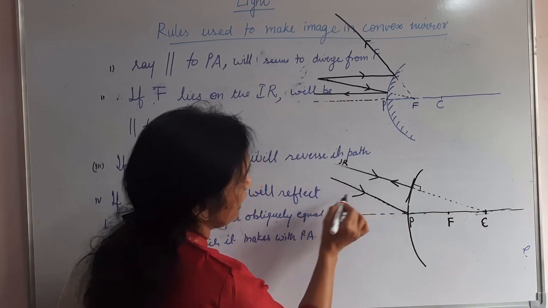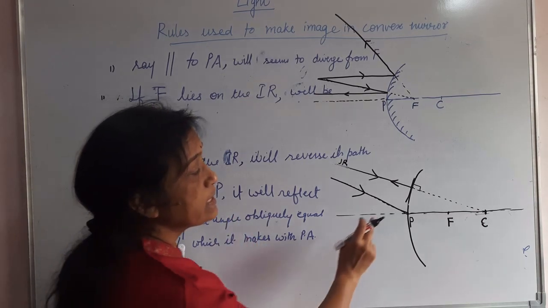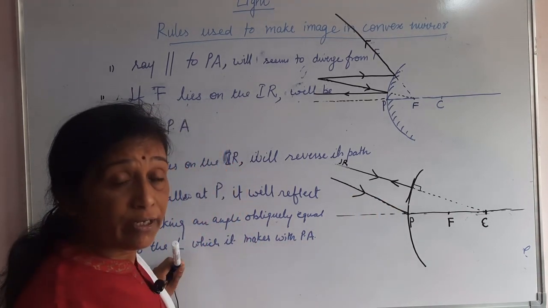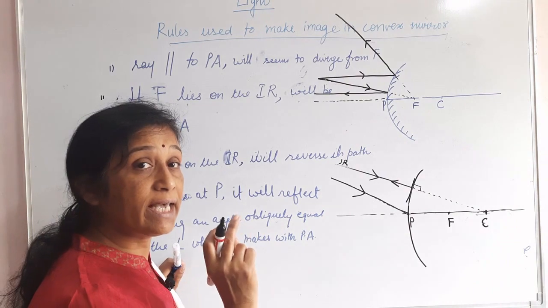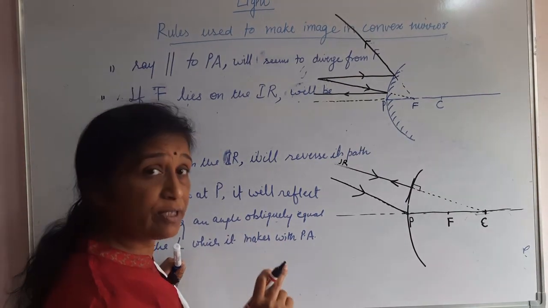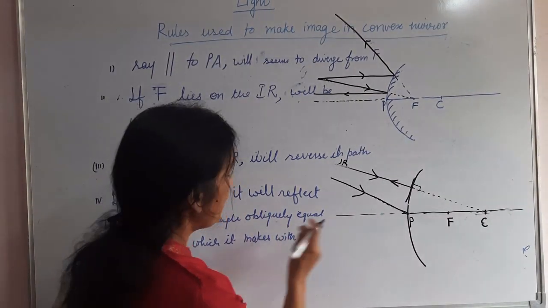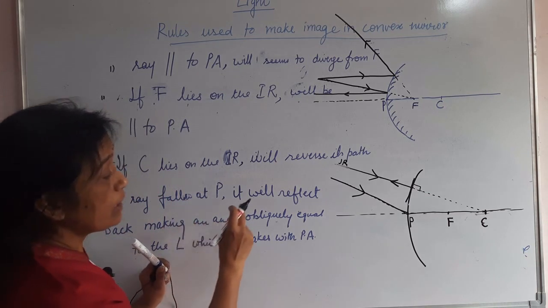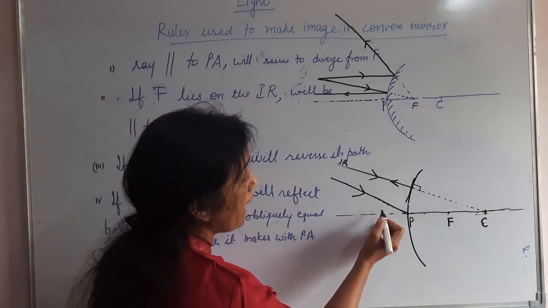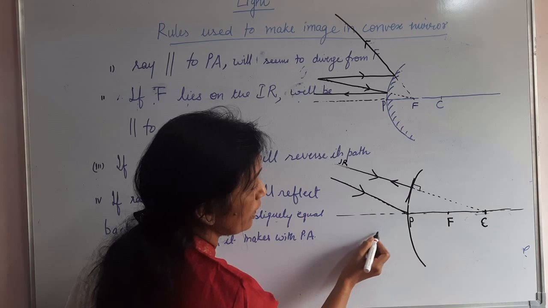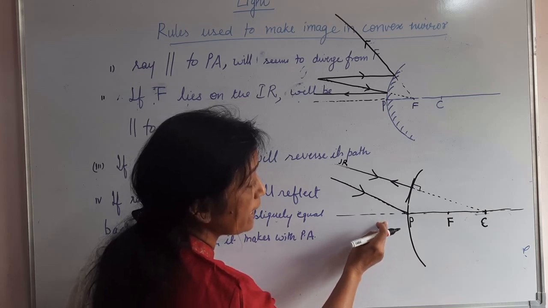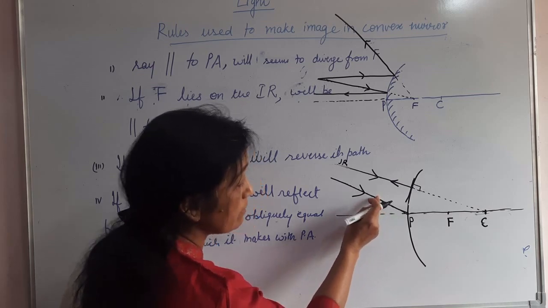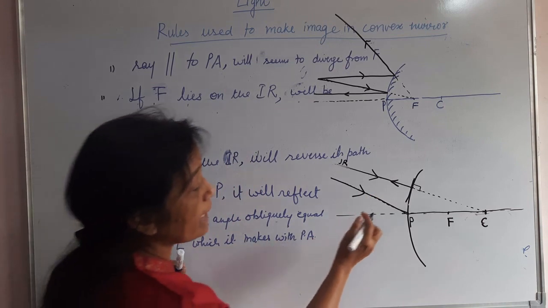If my incident ray is coming directly to point P, then how will it reflect? So what I told, it will reflect making an angle obliquely equal to the angle. It will reflect in such a way that it makes the same angle with the principal axis as the incident ray makes.